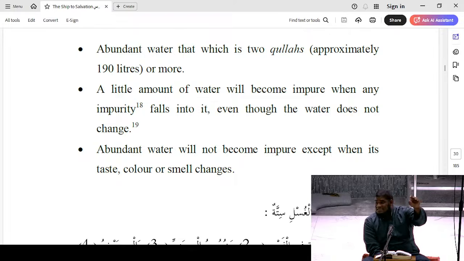The little water is less than 200 liters. If najasa falls into it and the color does not change and the taste does not change and the smell does not change, it's still najis. But if it's more than 200, the color does not change, the taste does not change, the smell does not change, it's not najis, I can use it. It will only become najis when the three things change. Is it clear? Any questions on that?